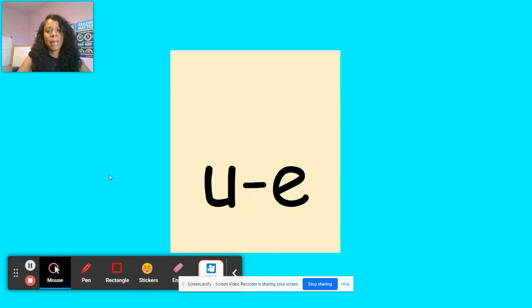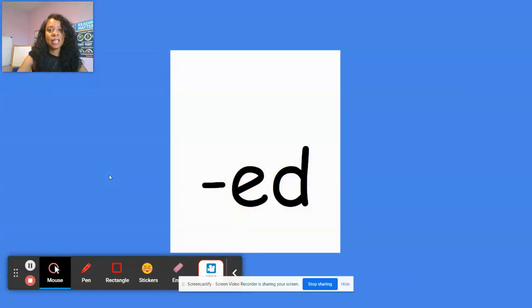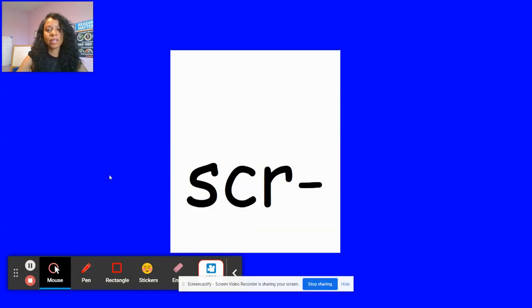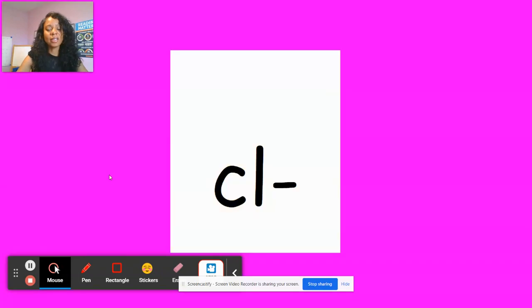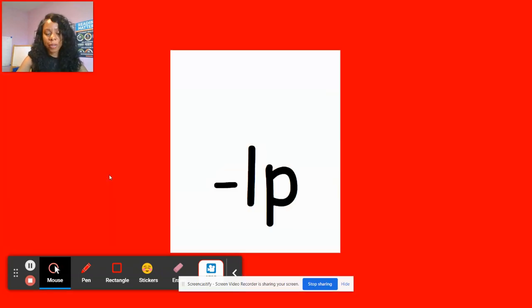U. That's the U and the magic E. So when you see that dash, that means that at the end of words with that U sound, like in the word glue, it has the U and the magic E. Okay? Ed. Id or t. Ed can make three different sounds depending on the word that it is with. Scr. Unk. Cool. Loop. This comes at the end of words, okay? So when you see the dash, that means there's something there, and then these two letters come at the end. So we have loop.